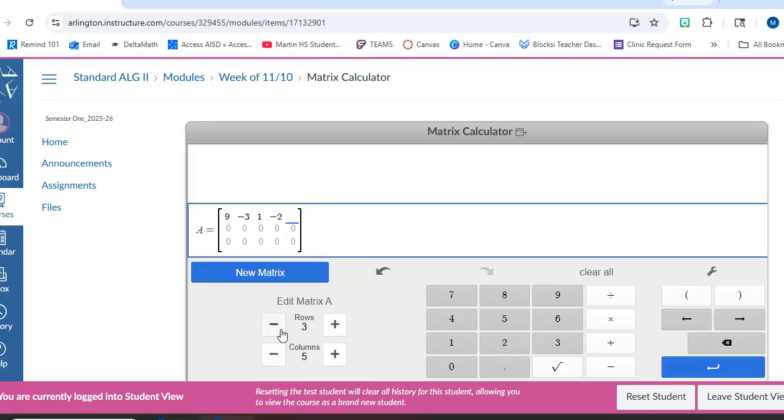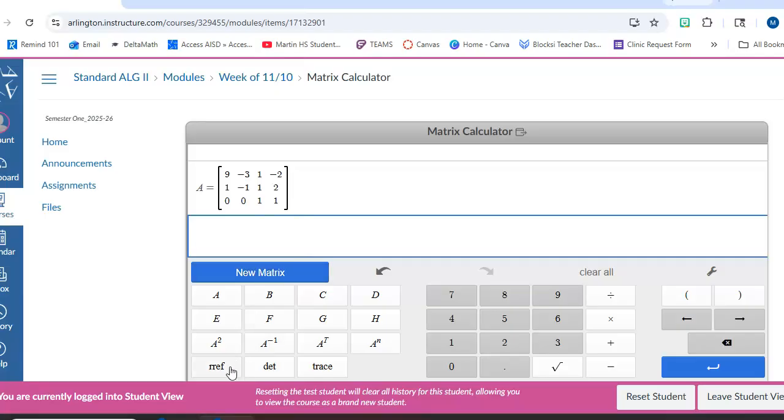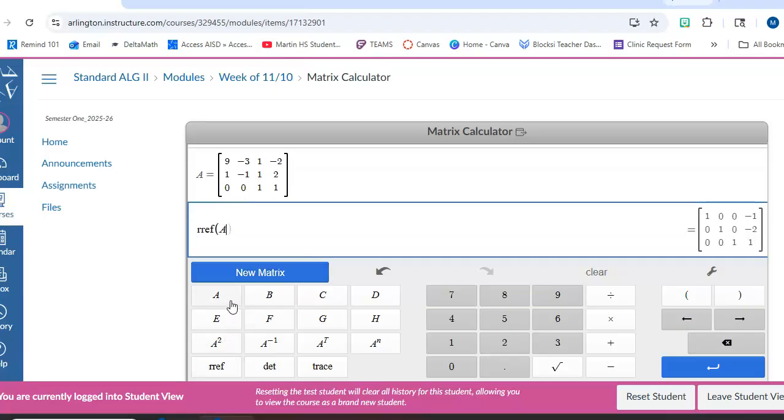Oh, I did this backwards. Sorry, we need 3 rows and 4 columns. There we go. 1, -1, 1, 2, 0, 0, 1, 1. So this is done now. What I need to do now is reduce row echelon of matrix A, and it will tell me my 3 values, -1, -2, and 1. Those are my A, B, and C values. So A is -1, B is -2, and C is +1.